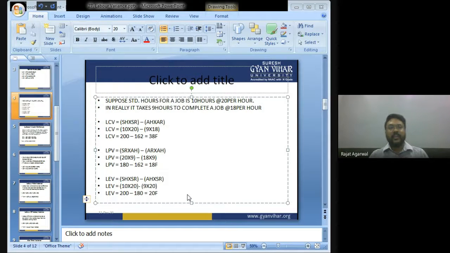Now you can check: labor efficiency variance 20 favorable plus labor price variance 18 is 38, which is the labor cost variance, 38 favorable. So this is how we are going to calculate labor cost variance, labor price variance and labor efficiency variance. I hope you all have understood. The formulas of labor variances are similar to material variances.